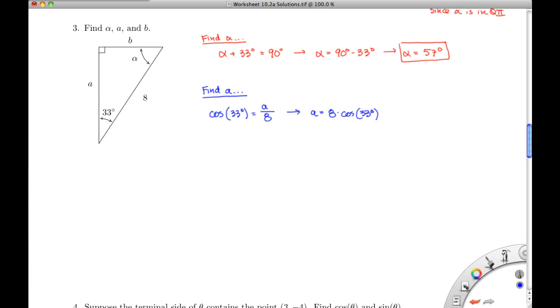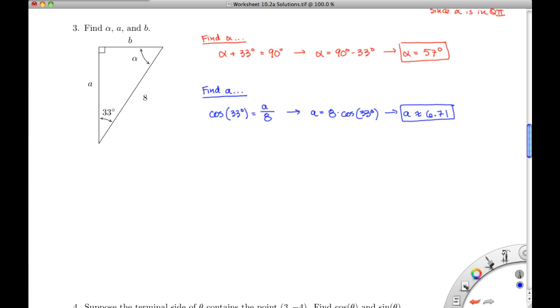And to get an approximation, we'll use our calculators, making sure that you're in degree mode. So make sure that you're not in radian mode when you make this calculation. When you do make this calculation, if you've done it correctly, you should get that A is approximately 6.71 units long. So that would be the length of side A.